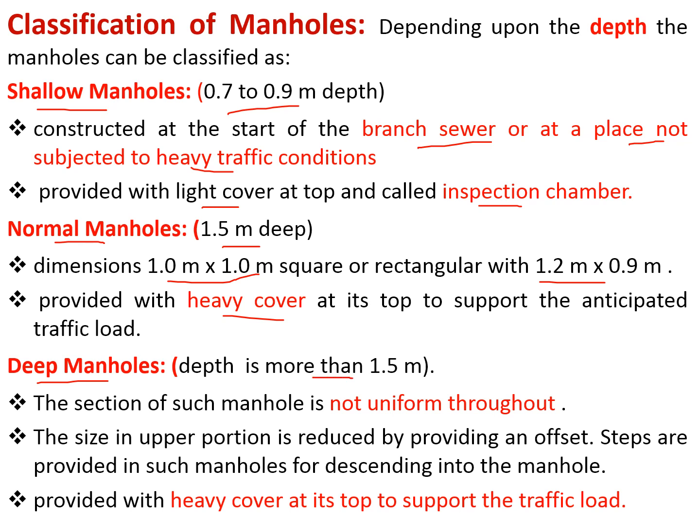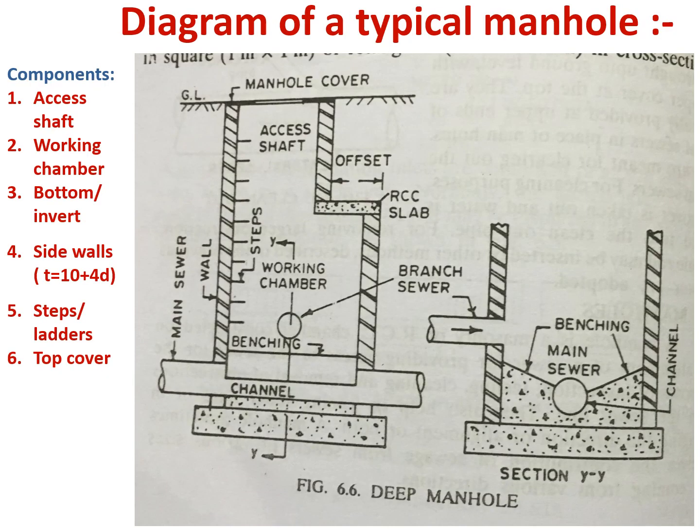Deep manhole has depth more than 1.5 meter, and the section of such manhole is not uniform because the depth is excessive and you cannot provide the continuous dimension throughout. So in the deep manhole the section would be different than the normal manhole. The size in the upper portion is reduced by providing an offset, and steps are to be provided to reach up to the bottom of the manhole, and generally it is provided with very heavy cover at the top to support the heavy load. So here in this diagram all the different components of this particular manhole are shown.